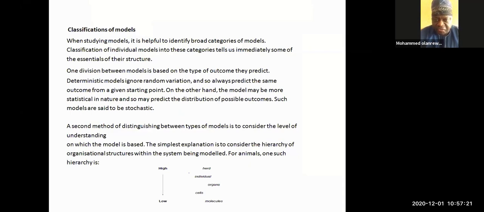A second method of distinguishing between types of models is to consider the level of understanding on which the model is based. The simplest explanation is to consider the hierarchy of organizational structure within the system being modeled. For example, for animals, such a hierarchy would be: population, average, individual, organs, cells, molecules, etc.